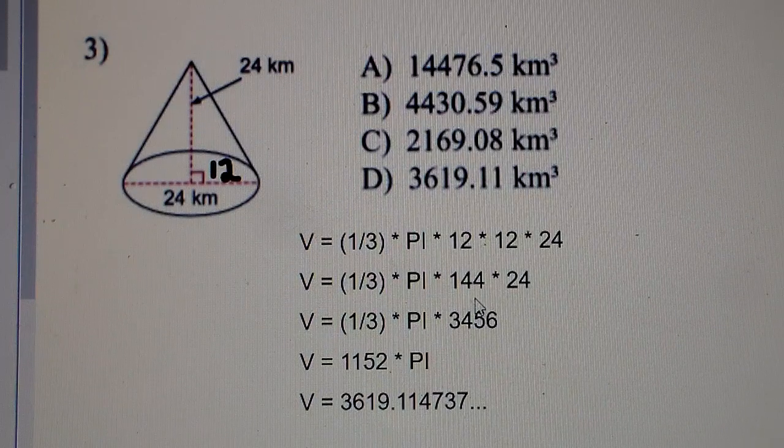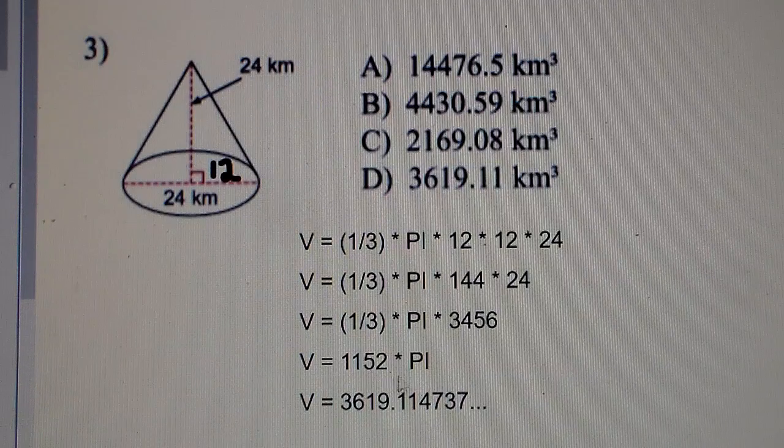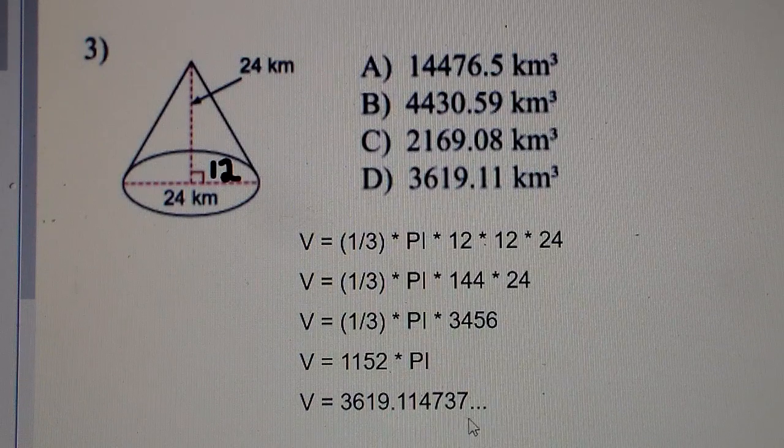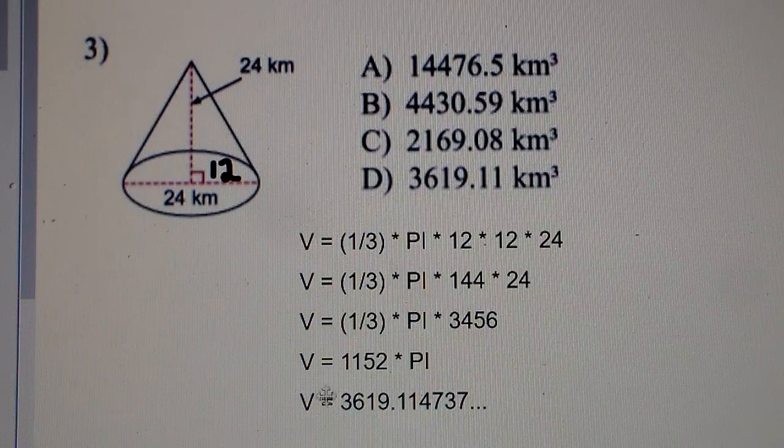12 times 12 is 144. 144 times 24 gets you 3,456. 1/3 times 3,456 gets you 1,152 times pi. Multiply that out, and we get 3,619.114737..., and that'll be the volume of this cone.